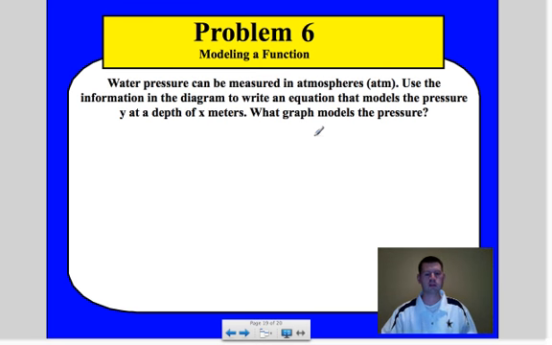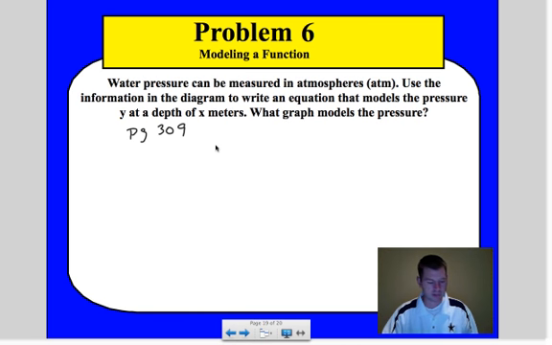Okay, let's look at modeling now. We talked about graphing, now let's look at modeling. One of the problems we have here is that water pressure can be measured in atmospheres, which is ATM. Use the information in the diagram to write an equation that models the pressure y at a depth of x meters. What you need to do is probably get your book at this point, and on page 309 there's a little story problem there.